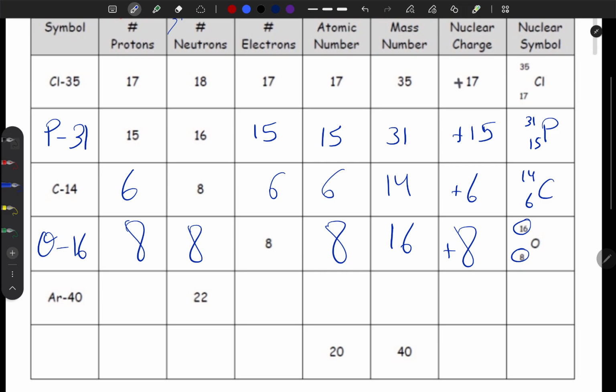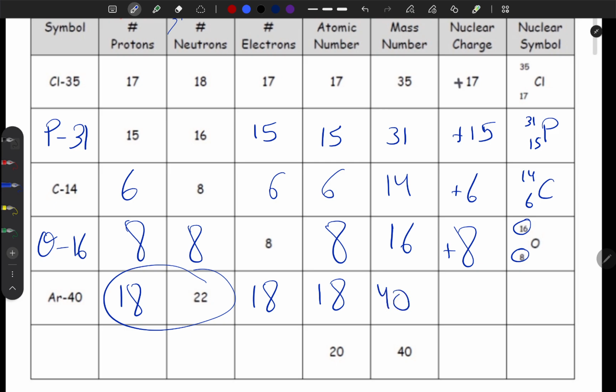Next, we're going to look at argon 40. Given that you have your element, you look at the periodic table, and it's a noble gas. It's in group 18. It has 18 protons. Its electrons are also 18, given that this element is neutral, and the atomic number is also 18, given that it's based on the protons. Next, the mass number is 22 plus 18, which is 40.